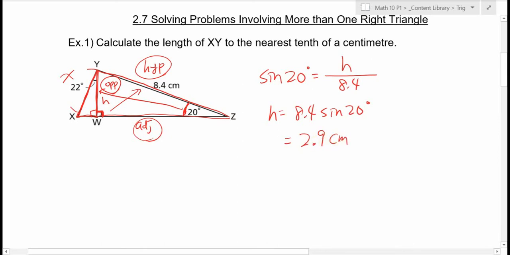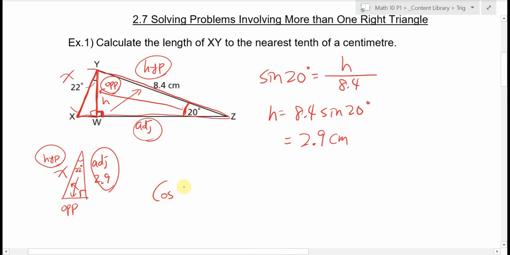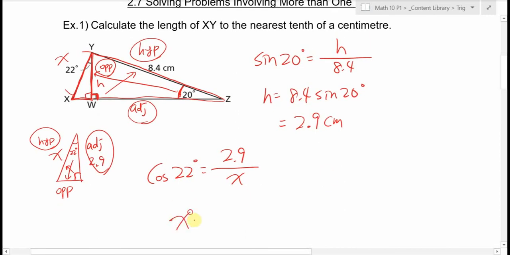And then, let me just redraw this triangle here. We know that's 2.9, and this is 22 degrees, then we can solve for x. Here we go, this is the hypotenuse, this is the opposite side, which makes this the adjacent side. So we know the adjacent side, and we're solving for the hypotenuse, so we can use cosine. So cosine 22 degrees is equal to the adjacent, which is 2.9, over the hypotenuse x. And therefore, to solve for x, you simply divide 2.9 by cosine 22.